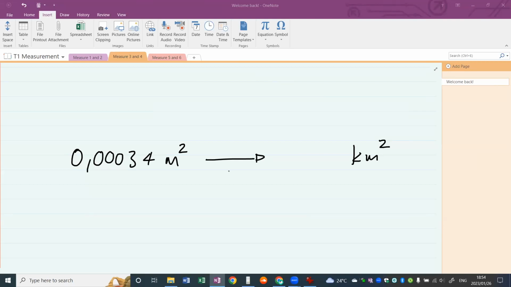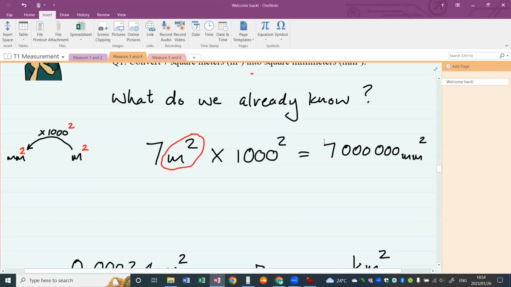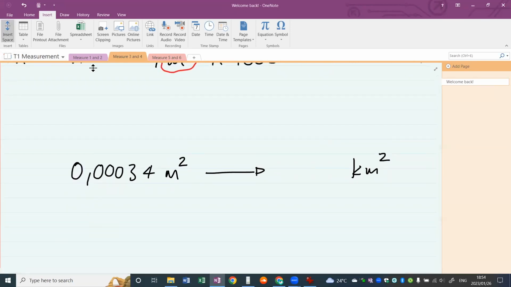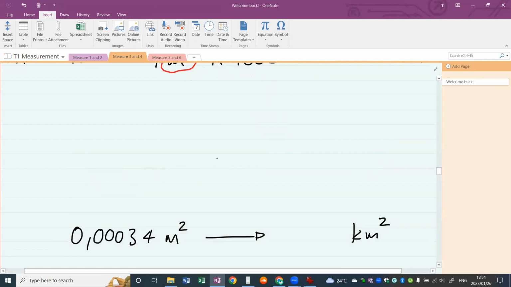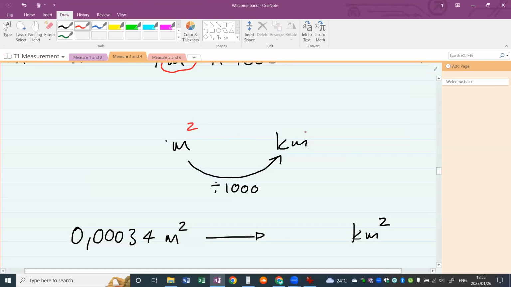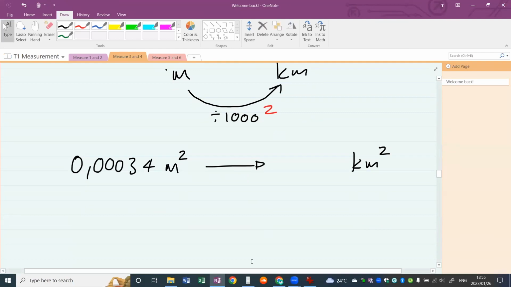All right, let me quickly do the sum. Okay, let me draw the diagram quick, show you how I work it out. I've got meters here and I need to get to kilometers. I know from meters to kilometers, it's this way. I have to divide by 1,000 normally, but this is meters squared, and I'm going to kilometers squared. So I need to divide by 1,000 squared.